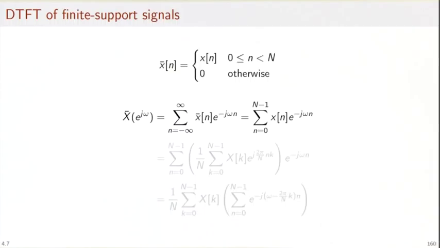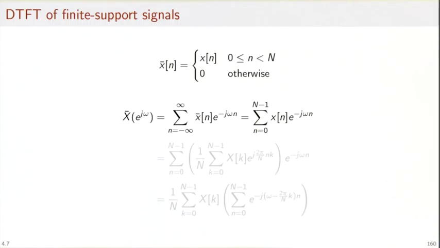Let us do the very same exercise, but now with a finite support signal. So x over bar, as we indicated, is equal to xn over the interval 0 to capital N minus 1, and 0 otherwise. The DTFT, denoted by x over bar e to the j omega, is simply the sum of x over bar times e to the minus j omega n, which in this case is a finite sum because xn is 0 elsewhere. So it's a sum from 0 to capital N minus 1 of e to the minus j omega n. Now this looks very much like the DFT, except we don't have k. In the exponent we have omega.